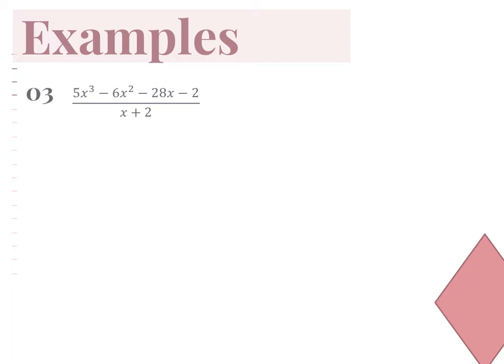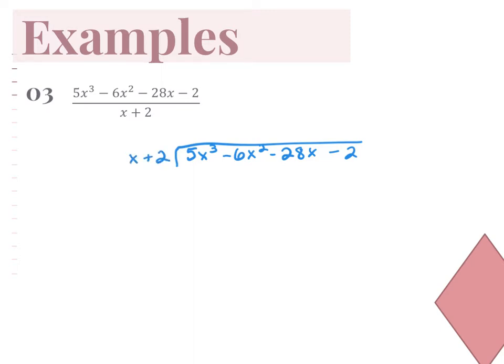But look at my numerator. Is it in decreasing degree order? Yes, the highest power of x is 3. Do I have a term there for everyone? Yep, still yes. Third, second, first, and none. So that becomes what goes on the inside: 5x to the third minus 6x squared minus 28x minus 2, divided by, look at the bottom, in decreasing degree order. Yes, nothing's missing. So x plus 2 goes on the outside.